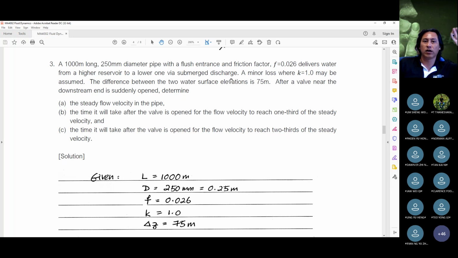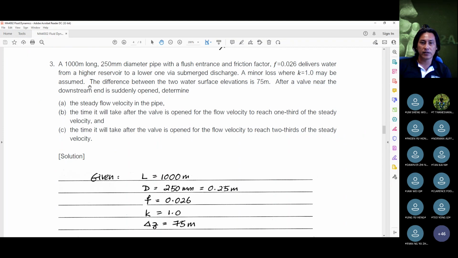That means we have a higher reservoir and a lower reservoir, connected by a pipe, and this pipe is actually submerged below land. So that's the flow scenario. The question also tells us that the minor loss, where k equals 1, may be assumed. The minor loss probably comes from the entrance, if you think about it.